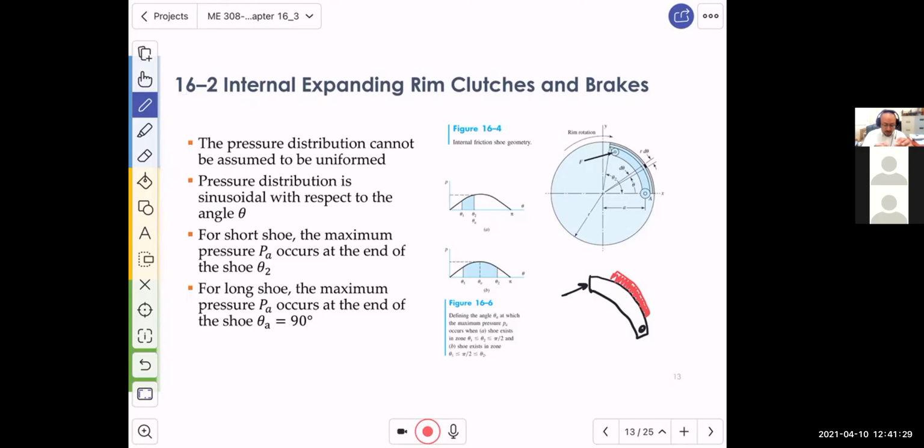If we have a long shoe, a shoe which is going like this, like one big sector, then the maximum is going to occur at an angle which is 90. We're going to see this coming soon. Okay, don't worry about it.